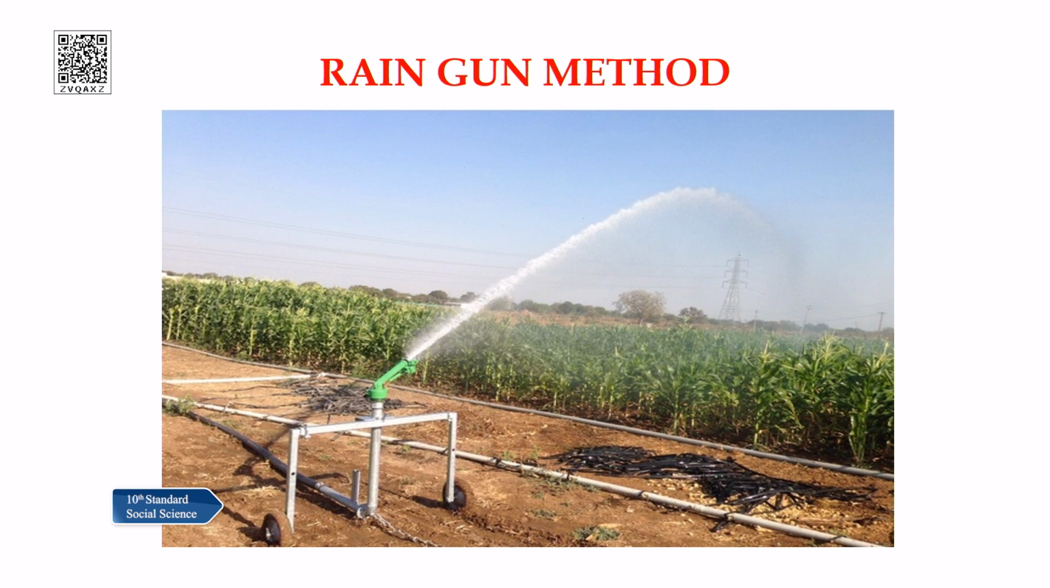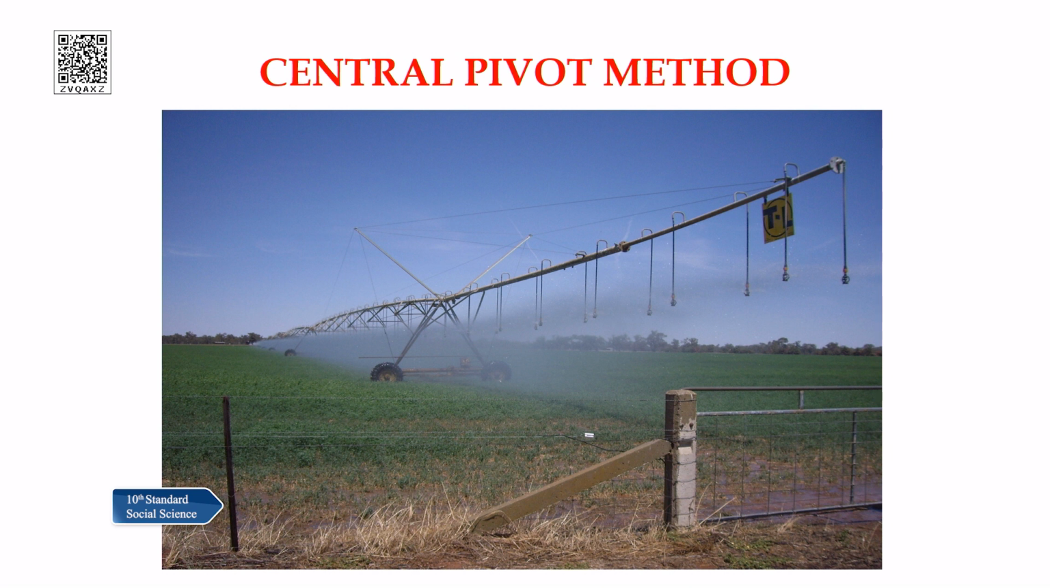Okay, now we have got rain gun method. Now what is this rain gun method? Here water is supplied to the crops as if it is raining, you can see, and this type of irrigation method is used for the crops which grow to the height of 4 feet like sugarcane and maize. Next we have got central pivot method irrigation. This is also one of the modern methods of irrigation.